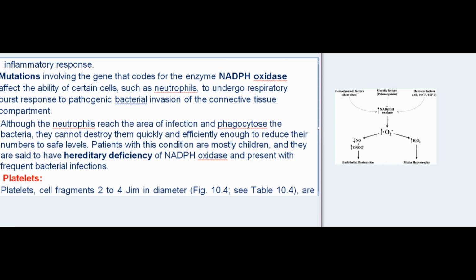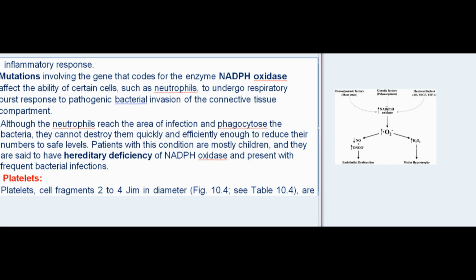Mutations involving the gene that codes for the enzyme NADP oxidase affect the ability of certain cells, such as neutrophils, to undergo respiratory burst response to pathogenic bacterial invasion of the connective tissue compartment. Although the neutrophils reach the area of infection and phagocytose the bacteria, they cannot destroy them quickly and efficiently enough to reduce their numbers to safe levels. Patients with this condition are mostly children, and they are said to have hereditary deficiency of NADP oxidase and present with frequent bacterial infections.